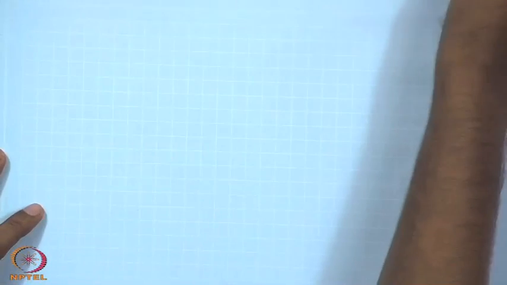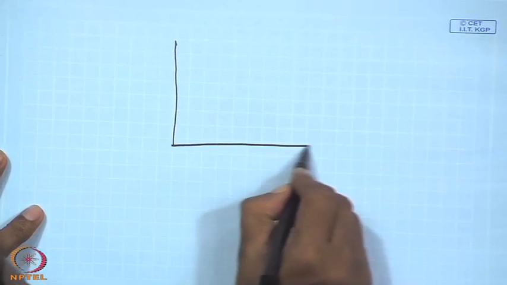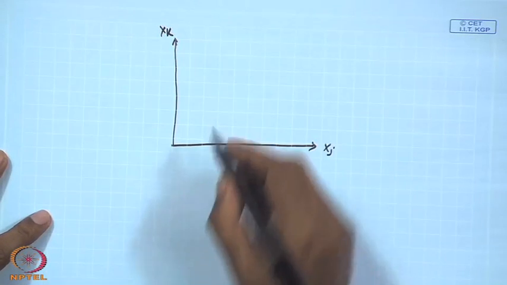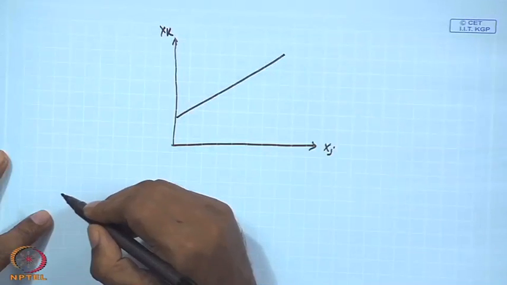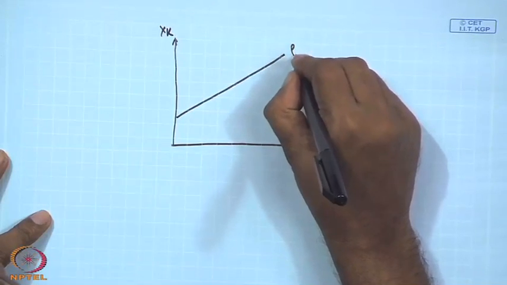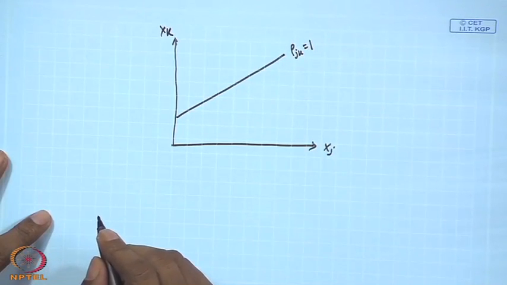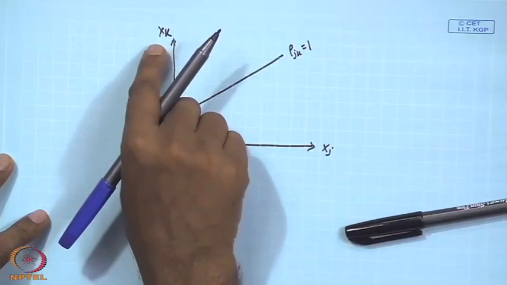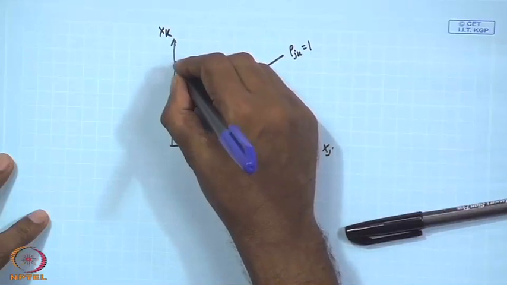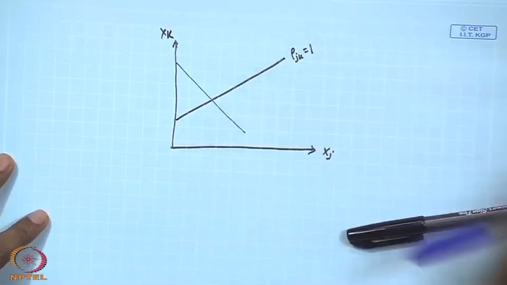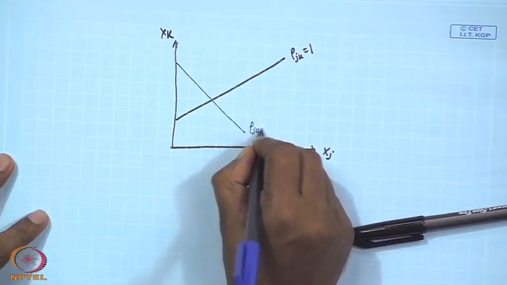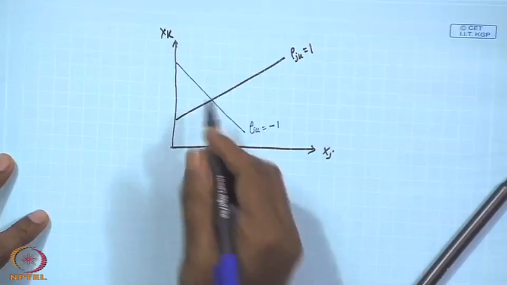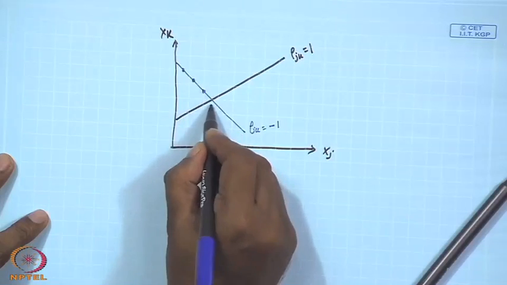And if you draw this, suppose you have two variables, this side xj and this side xk, and if you draw a scatter plot for positive correlation, you may get something like this, that is rho jk equal to 1. Okay. And negative correlation means xj will increase, xk will decrease, or vice versa. So, you can think like this. Here, in this case, rho jk equals minus 1, assuming that all the values of xj and xk fall on this line.